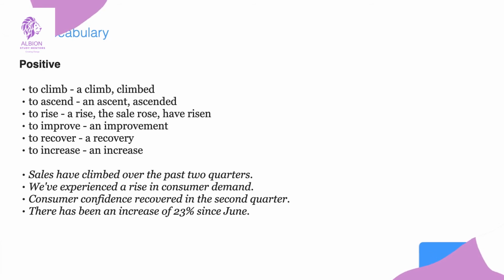This is the positive. You don't need to master every single word, but it's wise to have at least 3 or 4 prepared so you don't repeat yourself. Instead of saying up and down, you can use phrases like climbed, ascended, recovered, increased. You will sound much more professional when you use these phrases. But sometimes things are not positive. Sometimes things are negative. So let's have a look at the negative vocabulary.